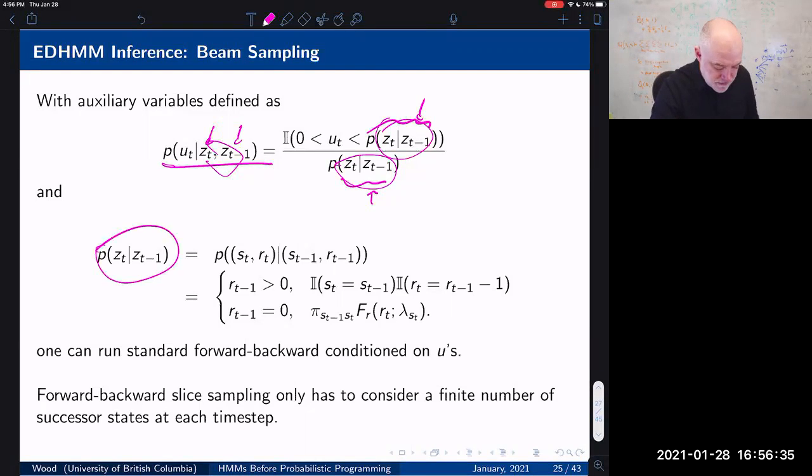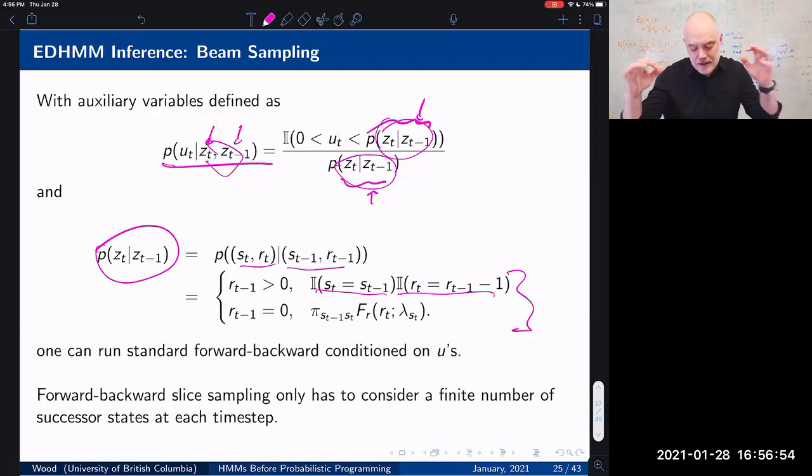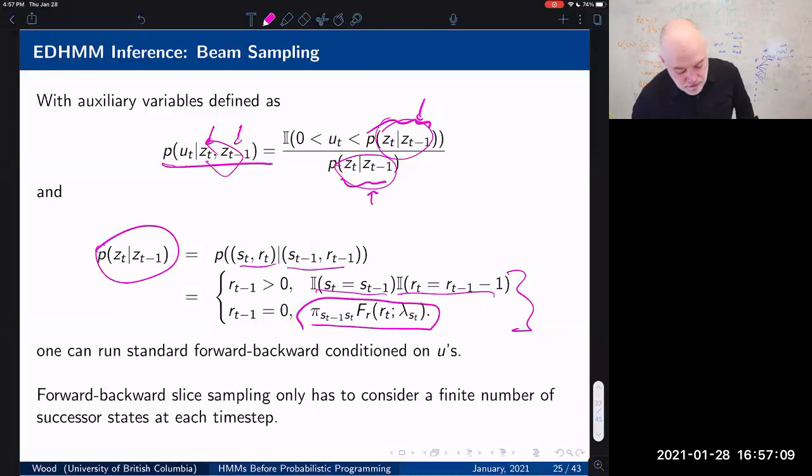In particular, P of Zt given Zt minus 1 is the probability of the tuple given this tuple, and it looks like this. It's 1 if it's counting down and you stay in the same state and you've counted down by 1. Otherwise, you transition to a new state and you pick a remaining state distribution.